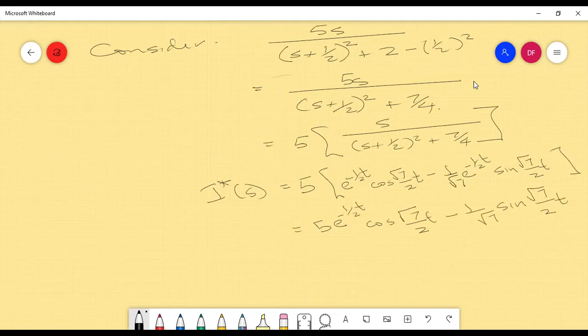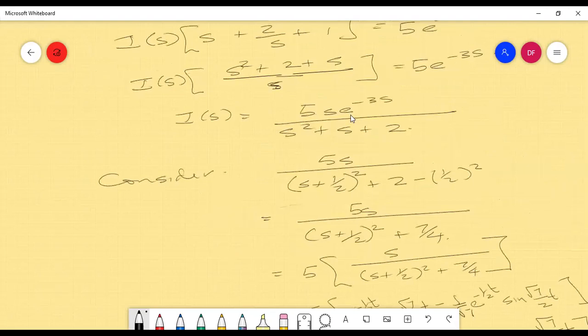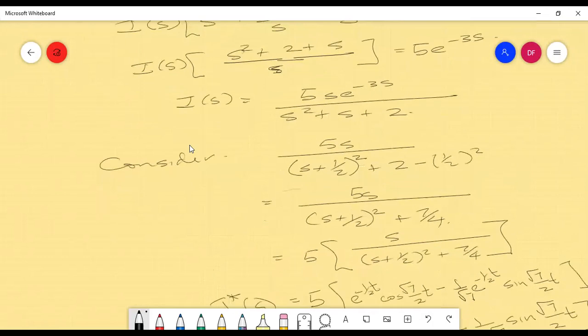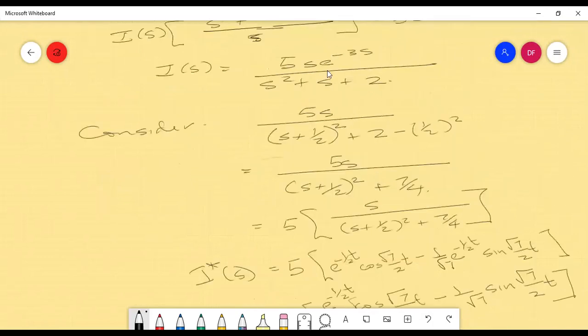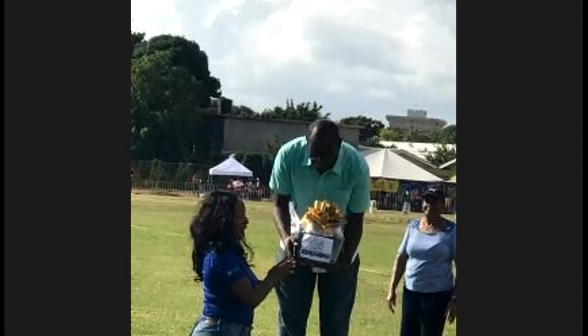But like I said, we're not finished yet. Because if you remember, we had the e to the minus 3. When we took the Laplace transform, we took it out so we could deal with it and write down the answer without it. The e to the minus 3s is the delay. So we'll just go back to the table and explain the delay.